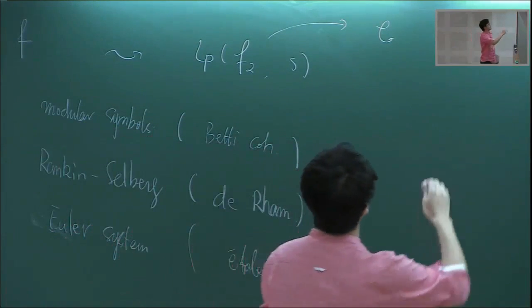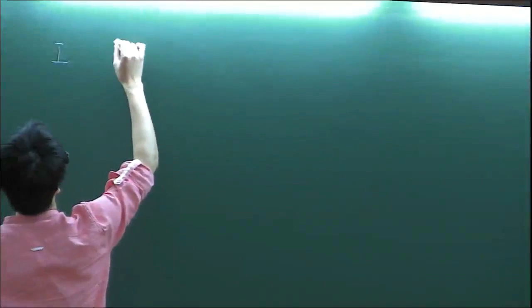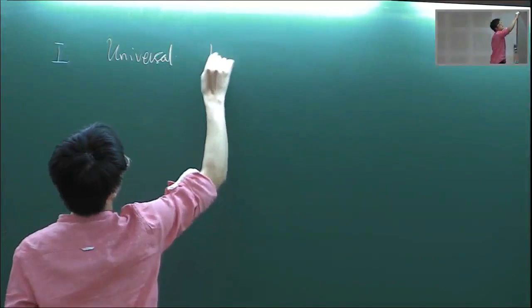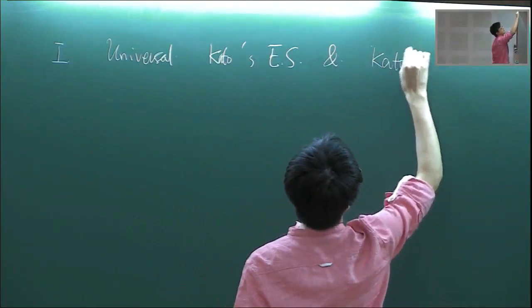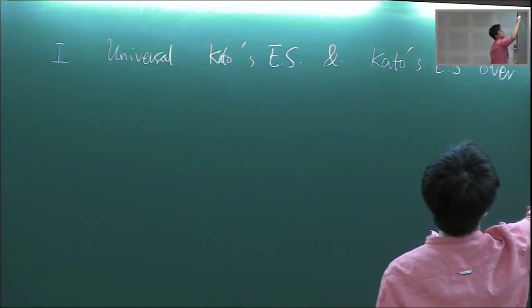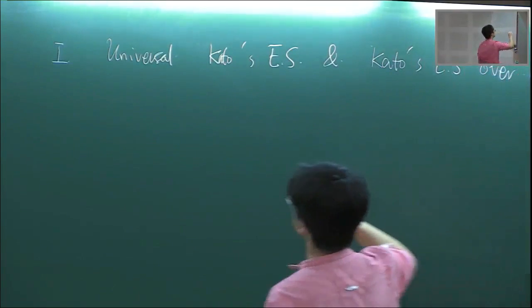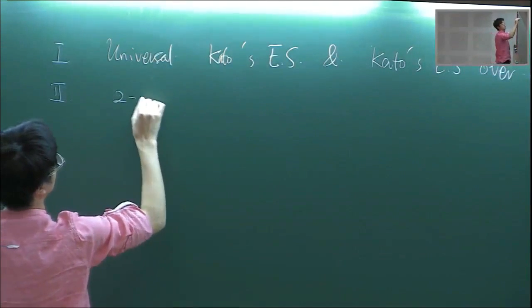Okay. So in this talk, I will talk about the construction of the universal Kato Euler system, and then use Hansen's construction of the eigencurve to construct the Kato Euler system over the eigencurve, and then apply the nowadays standard technique to get a two-variable p-adic function. So this talk is divided into two parts.